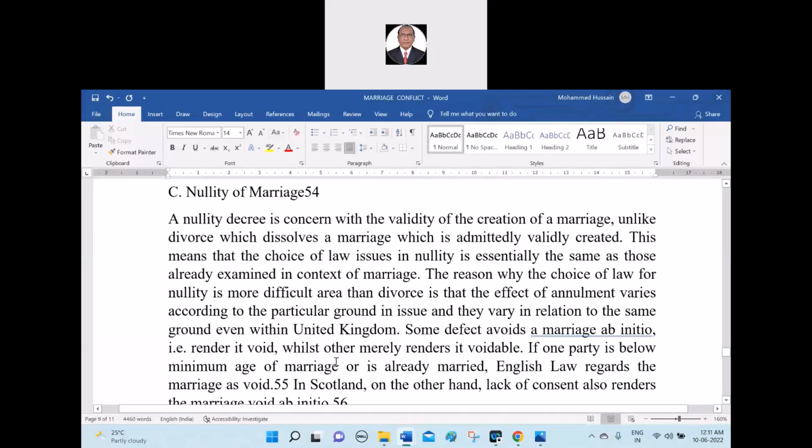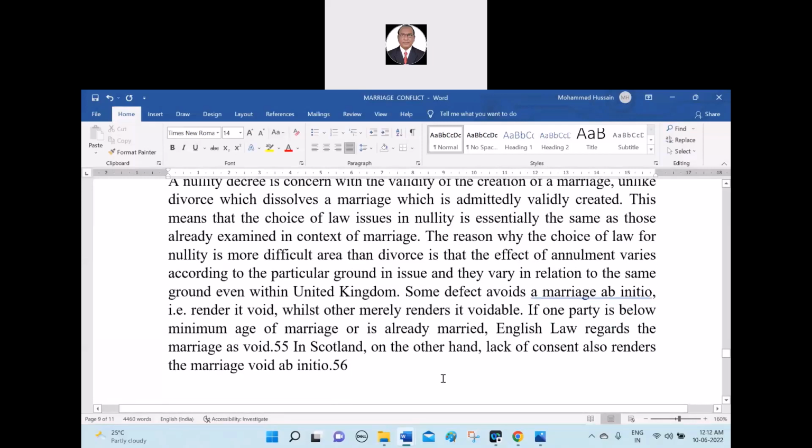If one party is below the minimum age of marriage or is already married, English law regards the marriage as void. Of course, the marriage is void because they could not attain the capacity to marry. In Scotland, on the other hand, lack of consent also renders the marriage void ab initio. In other countries like Scotland, the law says if lack of consent is there, the marriage is void ab initio. Of course, in Tanzania also we can consider the same.